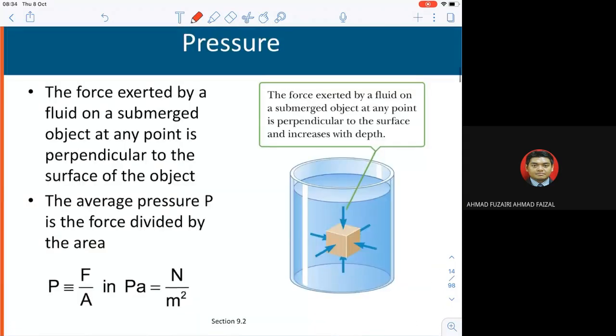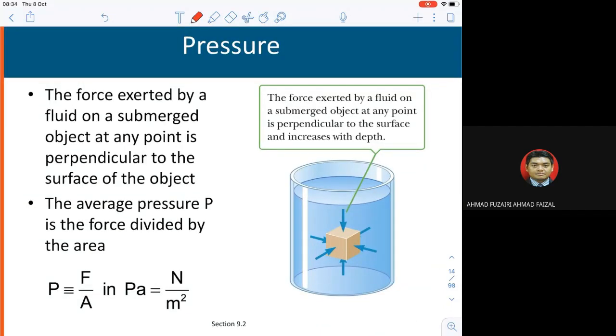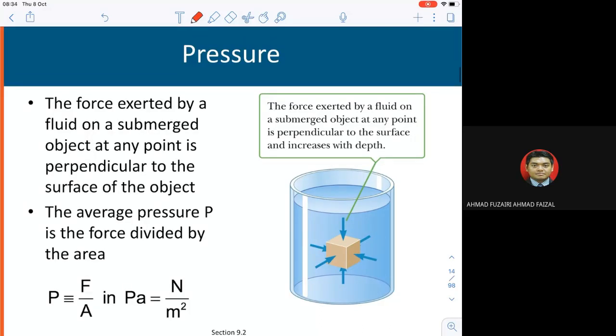Pressure. We already learned about solid, liquid, and gas, and we also learned about density. Now we learn about pressure. So what is pressure? The force exerted by a fluid on a submerged object at any point is perpendicular to the surface of the object. The average pressure P is the force divided by the area.